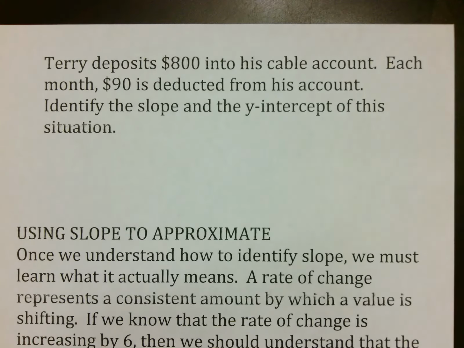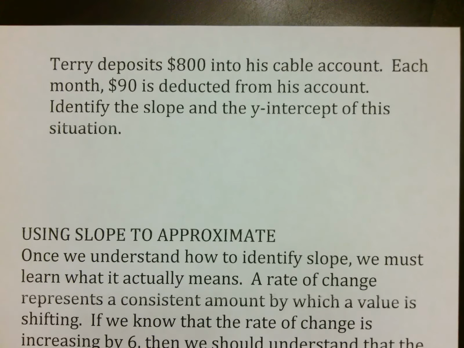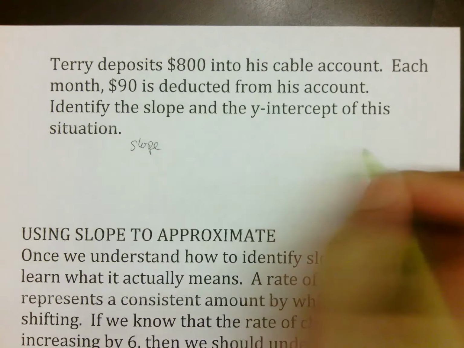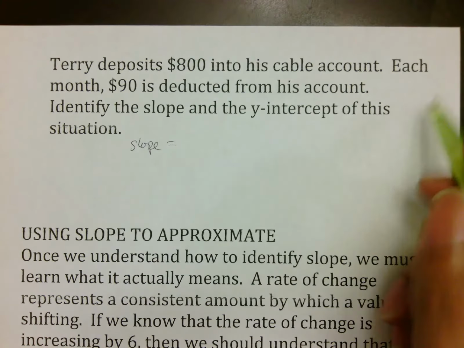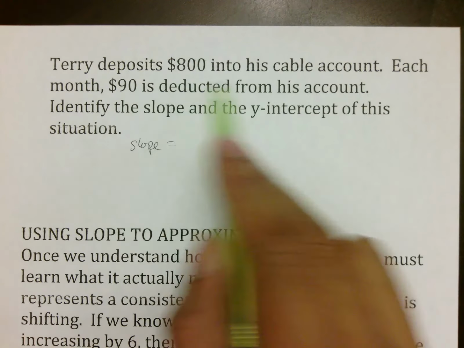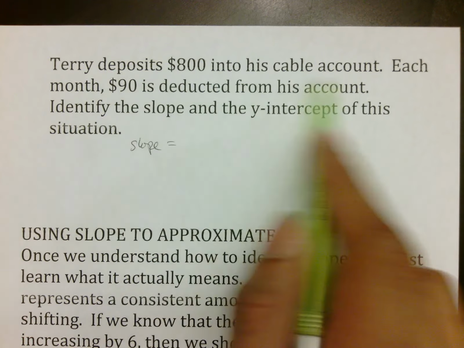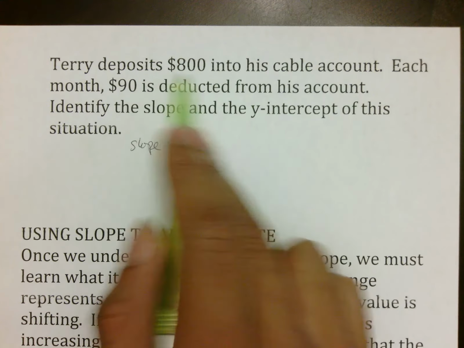It says Terry deposits $800 into his cable account. Each month $9 is deducted from his account. Identify the slope and y-intercept of this equation. Your slope, again, is easily identified. First off, he deposits $800 into his cable account. If you read that statement, there is no each, no per, plus it's just a one-time thing of putting $800 in.